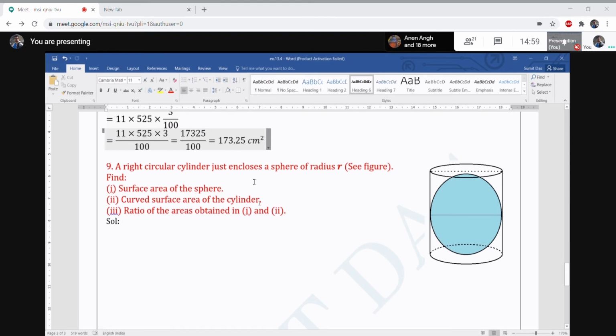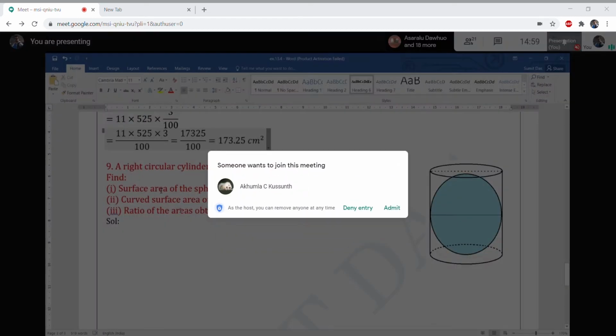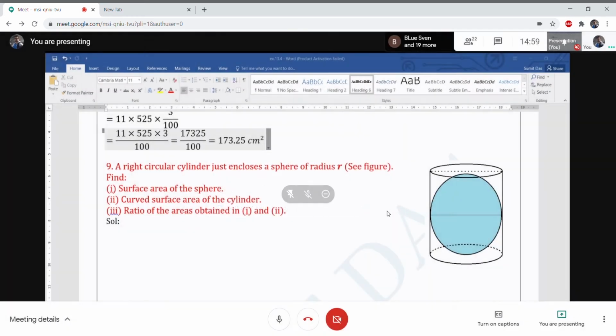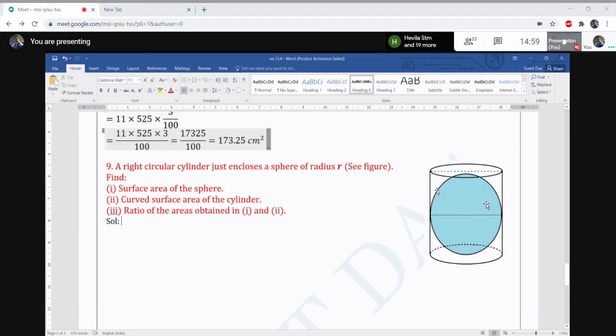Look, for the curved surface area of the cylinder, we need the cylinder dimension, like radius or height. That we have to find. Cylinder dimension or radius we have to find from this part only. Look, if the sphere, okay, first write down this thing.